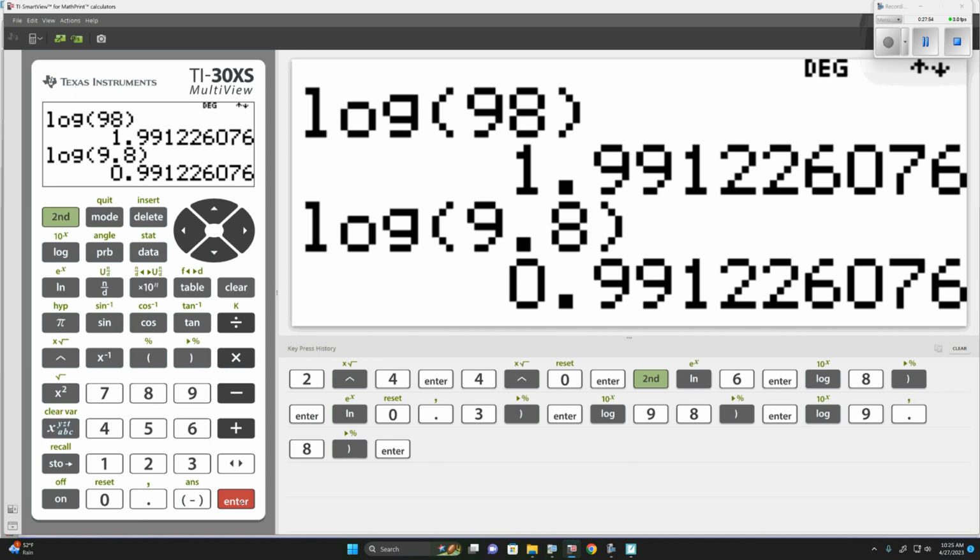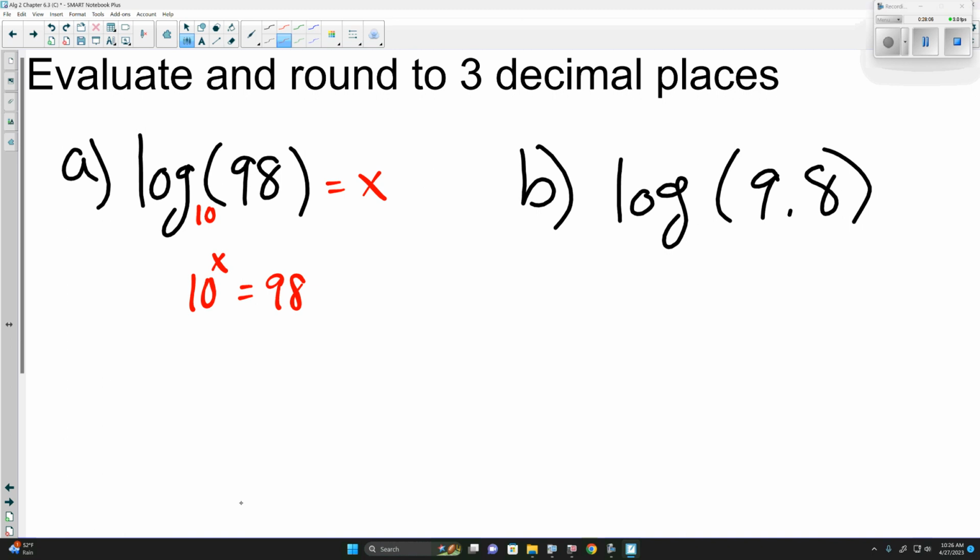Yeah, because 98 and 9.8, we divided it by 10 to get to it, yes? So we're just moving the decimal one place, or removing the 1 from it. Yep. Questions on these?